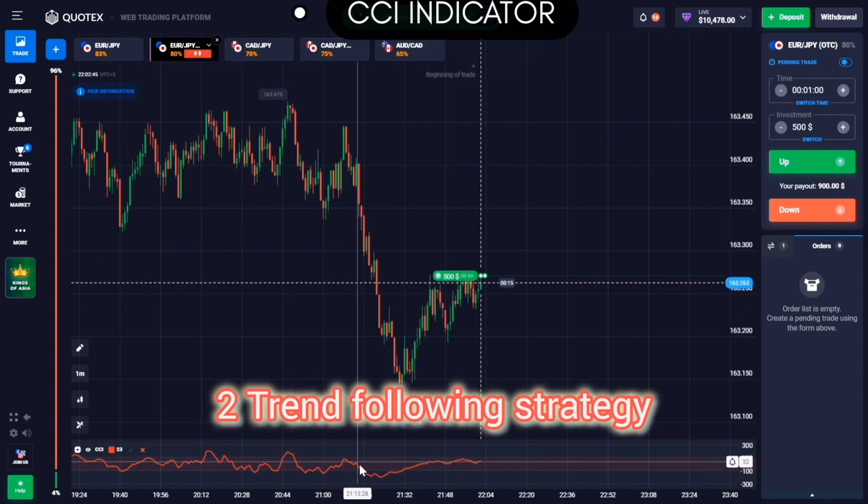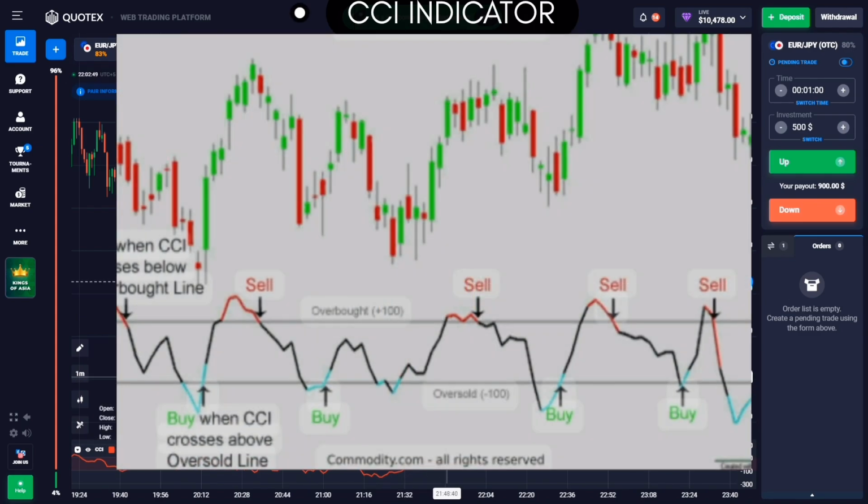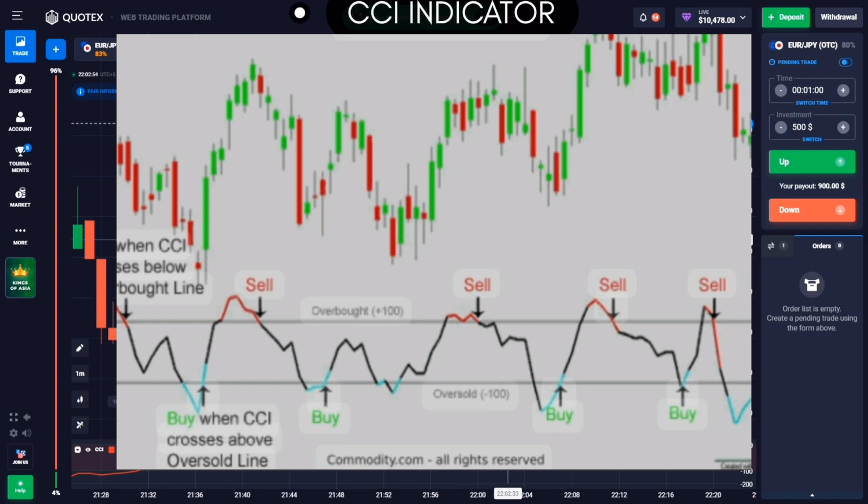2. Trend following strategy. Use CCI above +100 to confirm a strong uptrend, buy. Use CCI below -100 to confirm a strong downtrend, sell. How to use the CCI indicator.